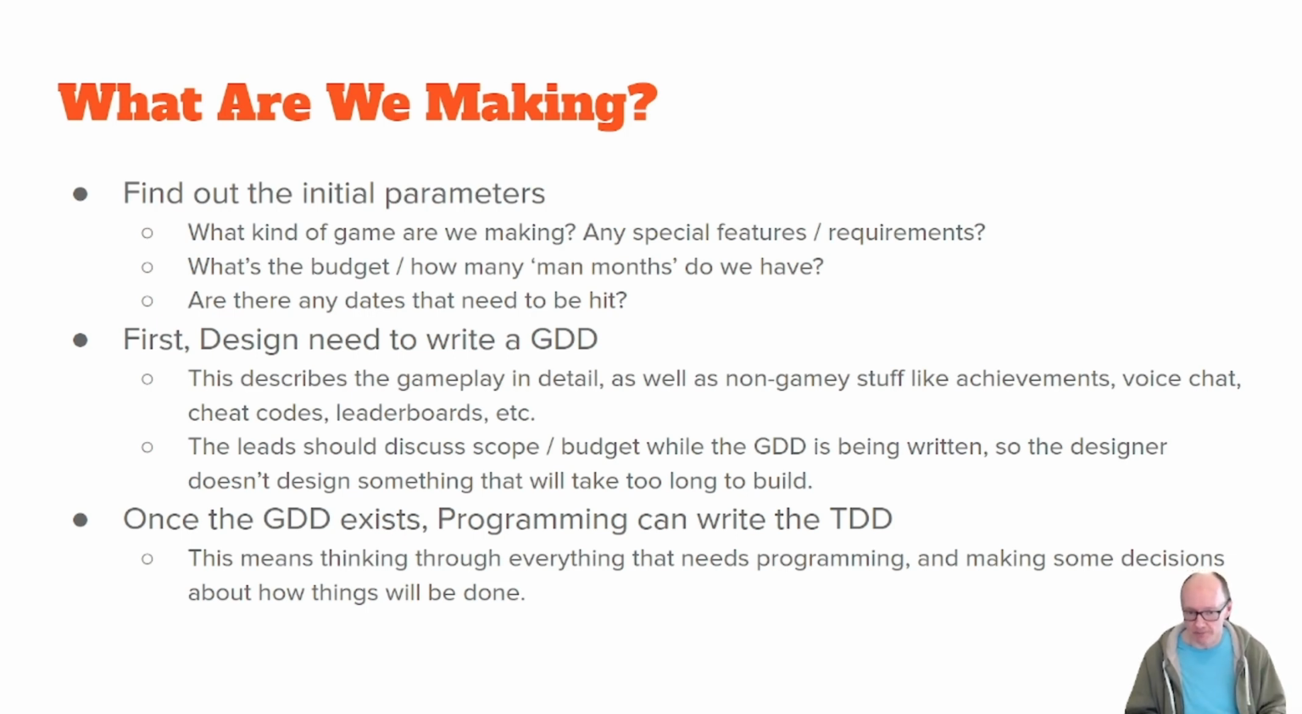Once the GDD exists, the programming department can write the TDD, the technical design document. This means thinking through everything that needs programming and making some decisions about how things will get done. So are we going to use Unreal or Unity, or make our own engine? And how are we going to do leaderboards? How are we going to do voice chat? How are we going to do all of these things? So that there's a technical plan. Okay, so far we've got the initial parameters, game design, and a technical design.